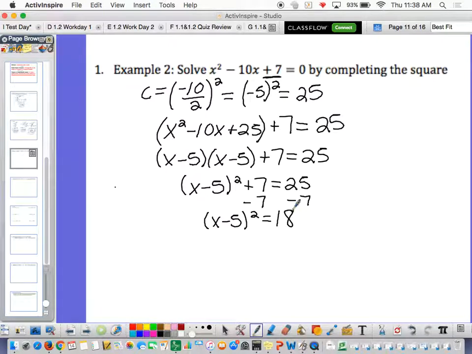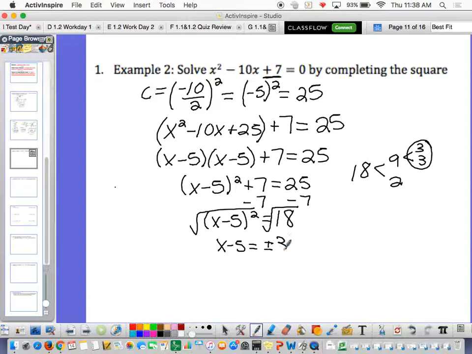Now I'm hoping that you see that you can use the square root method. So we square root, x minus 5 equals plus or minus, 18 breaks down into 9 and 2, 9 breaks down into 3 and 3, there's a pair, so the pair comes out, and you're left down here with this. But now we have to go through and add 5 and add 5.